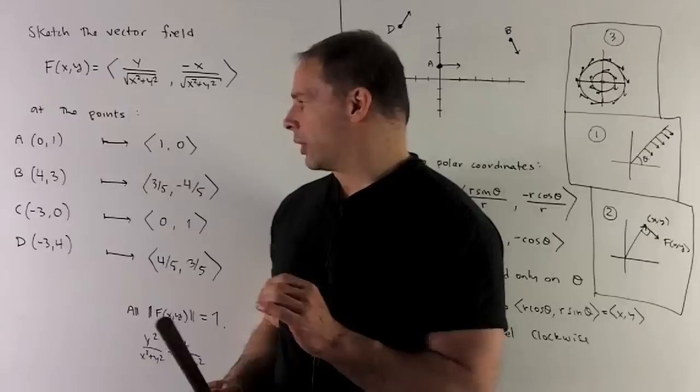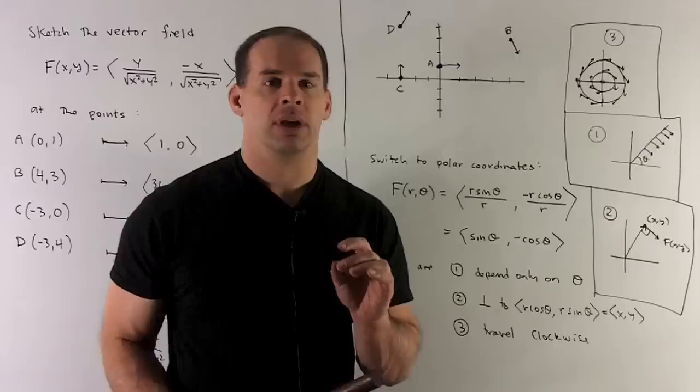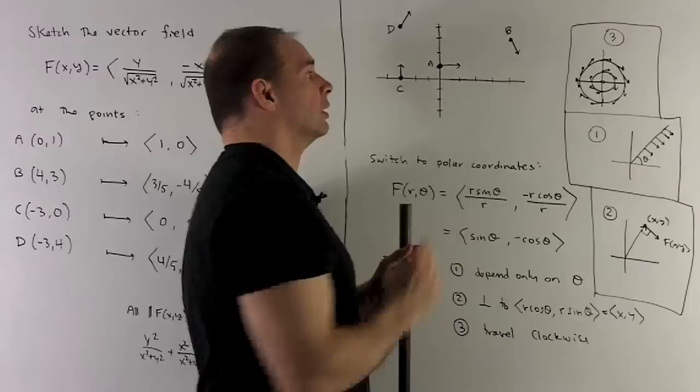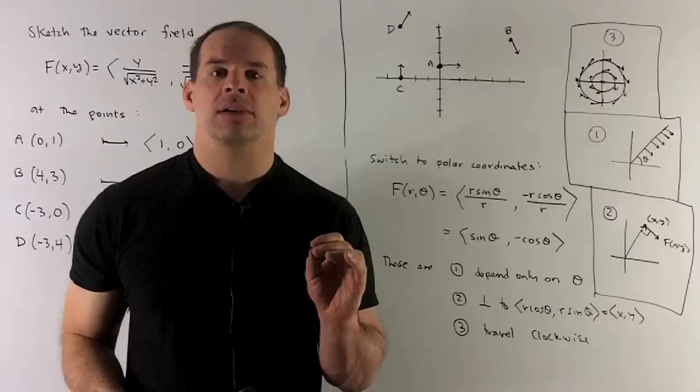So for the next one, we have point (4, 3), vector is (3/5, −4/5). So we're going to go over 4, up 3, and then the vector is 3/5, goes off to about there, and then −4/5, so we're looking at a vector like this, and I just slide it over. Okay, so then for C and D, it's the same idea.